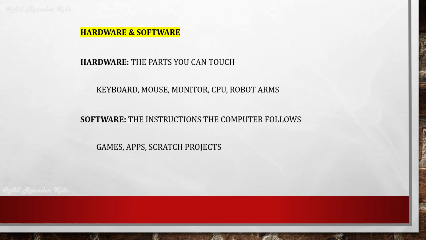Hardware and software. Hardware: the parts you can touch. Keyboard, mouse, monitor, CPU, robot arms. Software: the instructions the computer follows. Games, apps, Scratch projects.